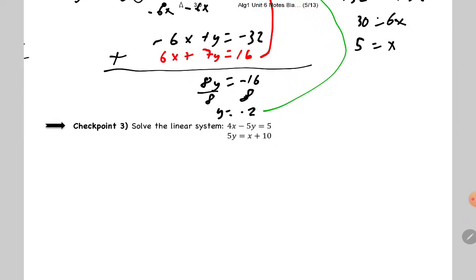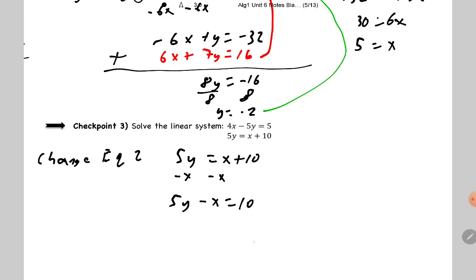Alright, last one. Let's go ahead and do the same process. So I'm going to change equation 2 so that it looks like equation 1. So 5y equals x plus 10. So I'm just going to subtract x from both sides. So 5y minus x equals 10.